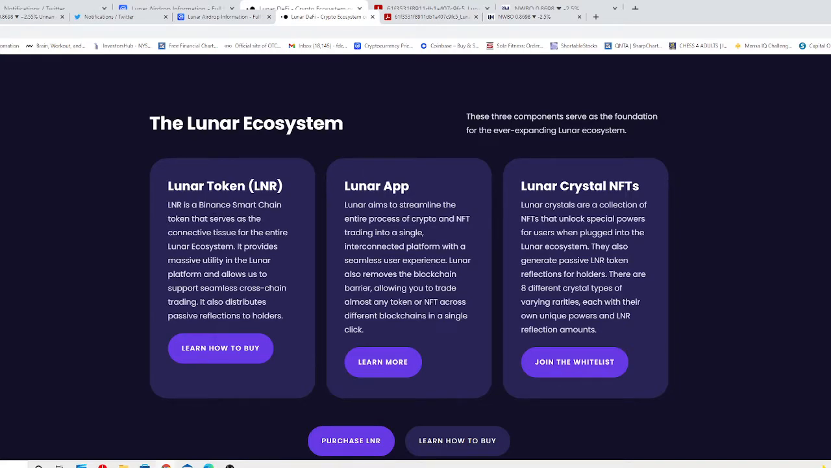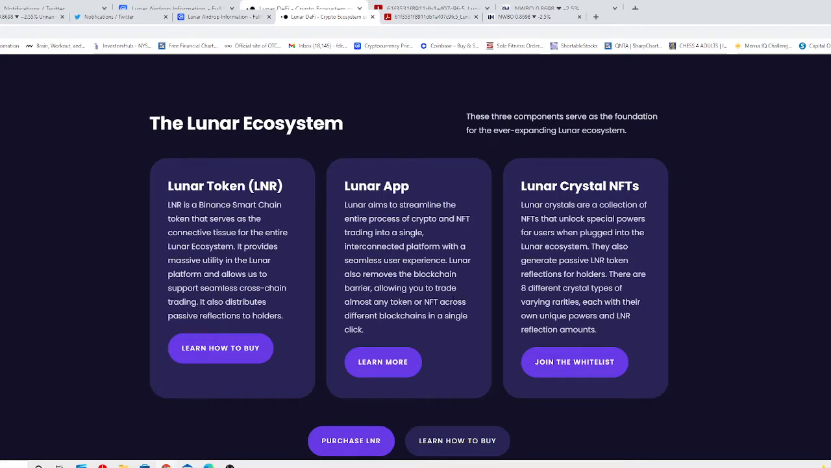LNR is a Binance Smart Chain token that serves as a connective tissue for the entire Lunar ecosystem. It provides massive utility in the Lunar platform and allows them to support seamless cross-chain trading. It also distributes passive reflection to holders. Lunar app: Lunar aims to streamline the entire process of crypto and NFT trading into a single interconnected platform with a seamless user experience. Lunar also removed the blockchain barrier, allowing you to trade almost any token or NFT across different blockchains in a single click.